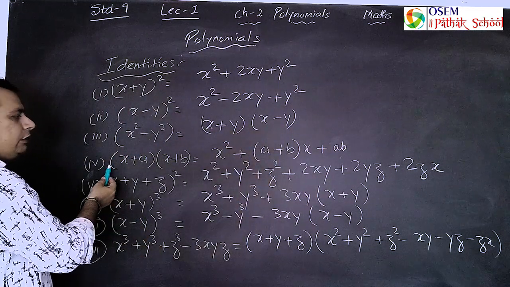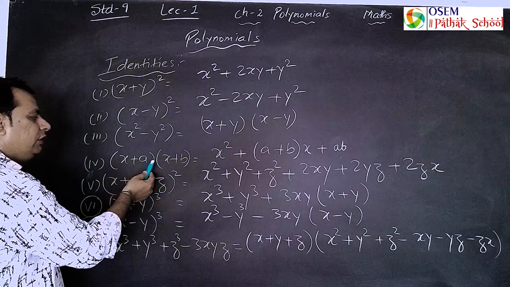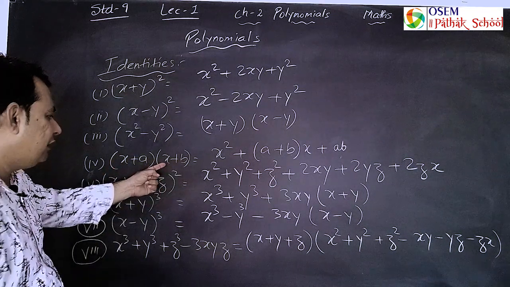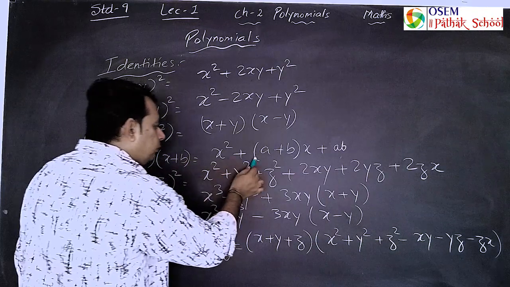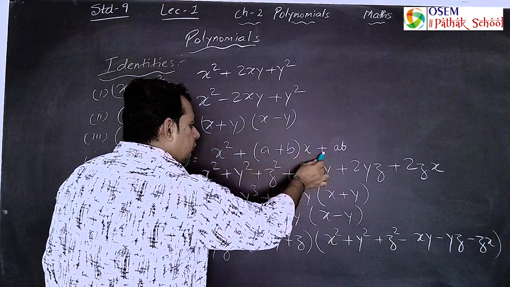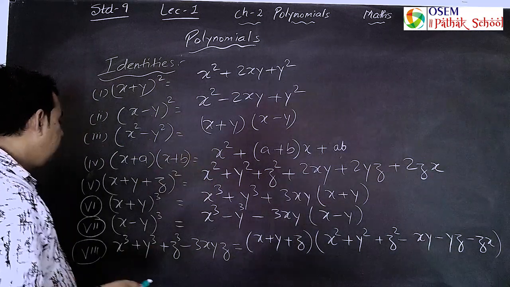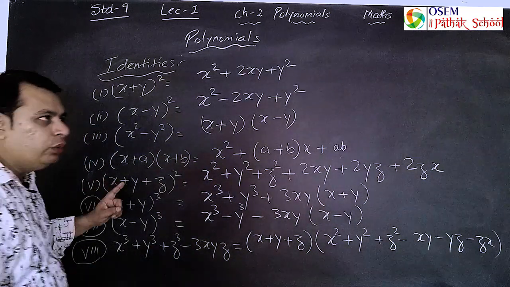The fourth identity is (x + a)(x + b). Here you can see the common variable is x. So x² + (a + b)x + ab. Whatever the values of a and b, just multiply. The fifth identity is used regularly.